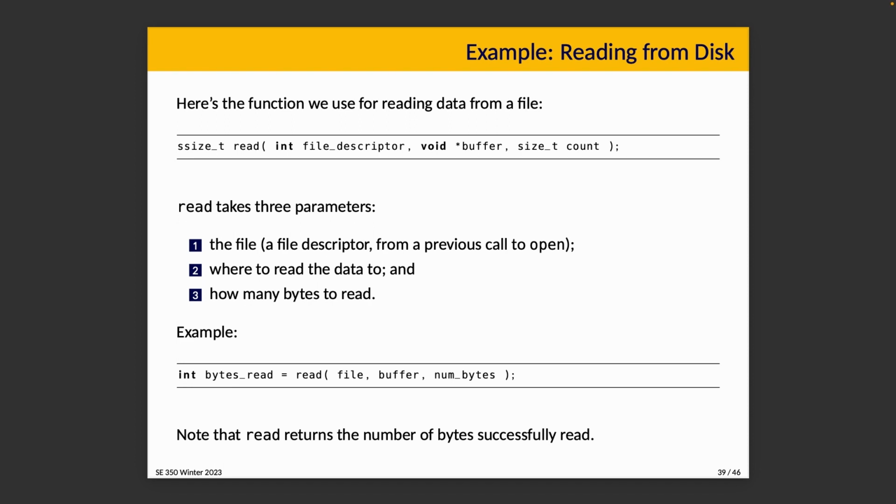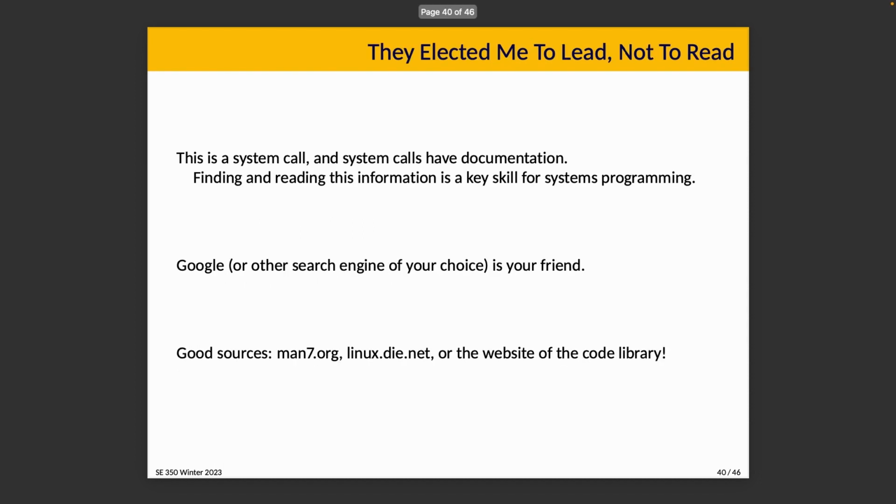Read returns the number of bytes successfully read, so you can ask for 1,000 bytes, but if the file is only 250 bytes, you will get back that you successfully read up to 250. If you reach the end of the file, obviously the answer is going to be shorter. So this is our system call, and this is how we would request data to be read into memory from a file. System calls have documentation, and finding and reading this information is a key skill for the kind of work that we plan to do in this course.